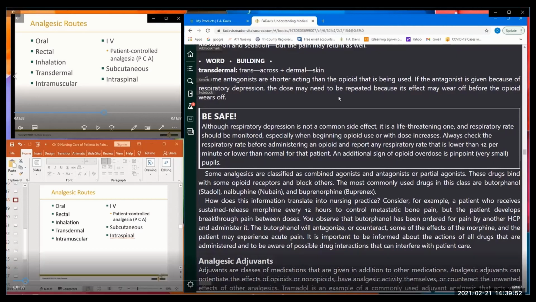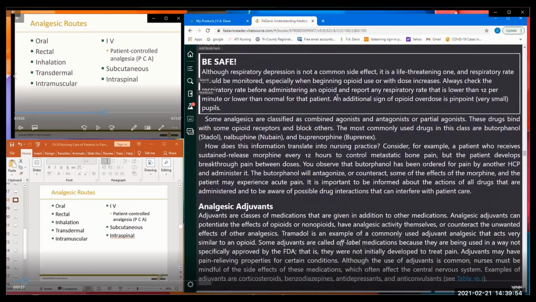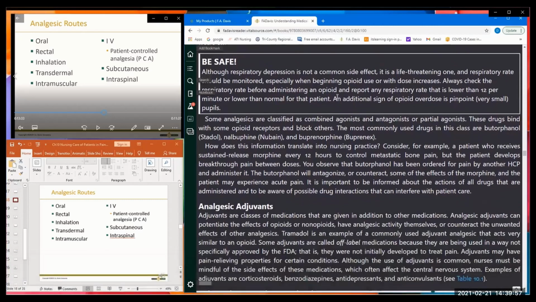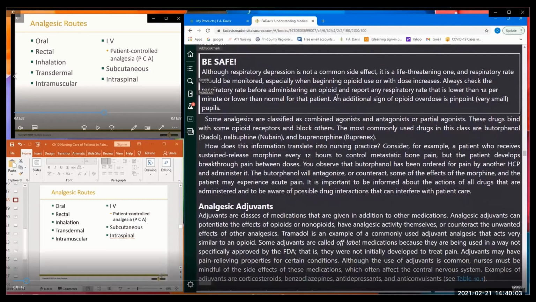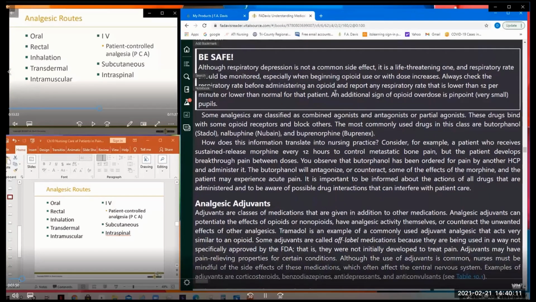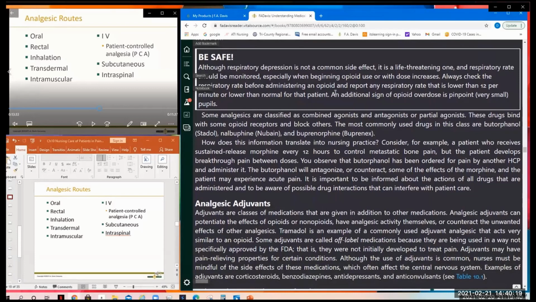Be safe. Although respiratory depression is not a common side effect, it is a life-threatening one, and respiratory rate should be monitored, especially when beginning opioid use or with dose increases. Always check the respiratory rate before administering an opioid and report any respiratory rate that is lower than 12 per minute or lower than normal for that patient. An additional sign of opioid overdose is pinpoint, very small pupils.